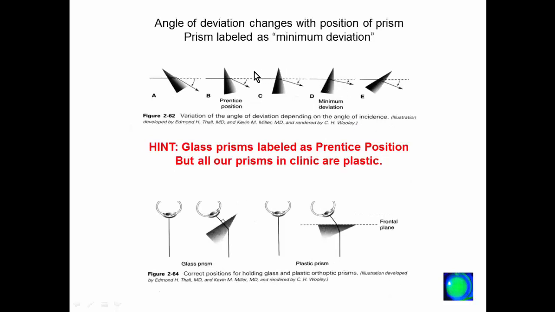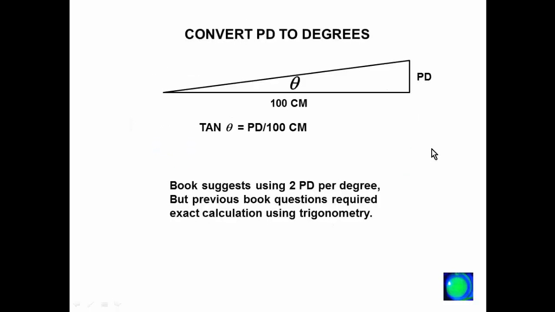We don't use glass prisms very much these days, but the way you hold a lens in front of an eye where you're trying to neutralize the deviation is different depending on if you've got a glass prism or a plastic prism, and the position you hold it is called the Prentice position. You may need to convert prism diopters to degrees or vice versa. The exact formula uses trigonometry, however you can estimate by using 2 prism diopters per degree.